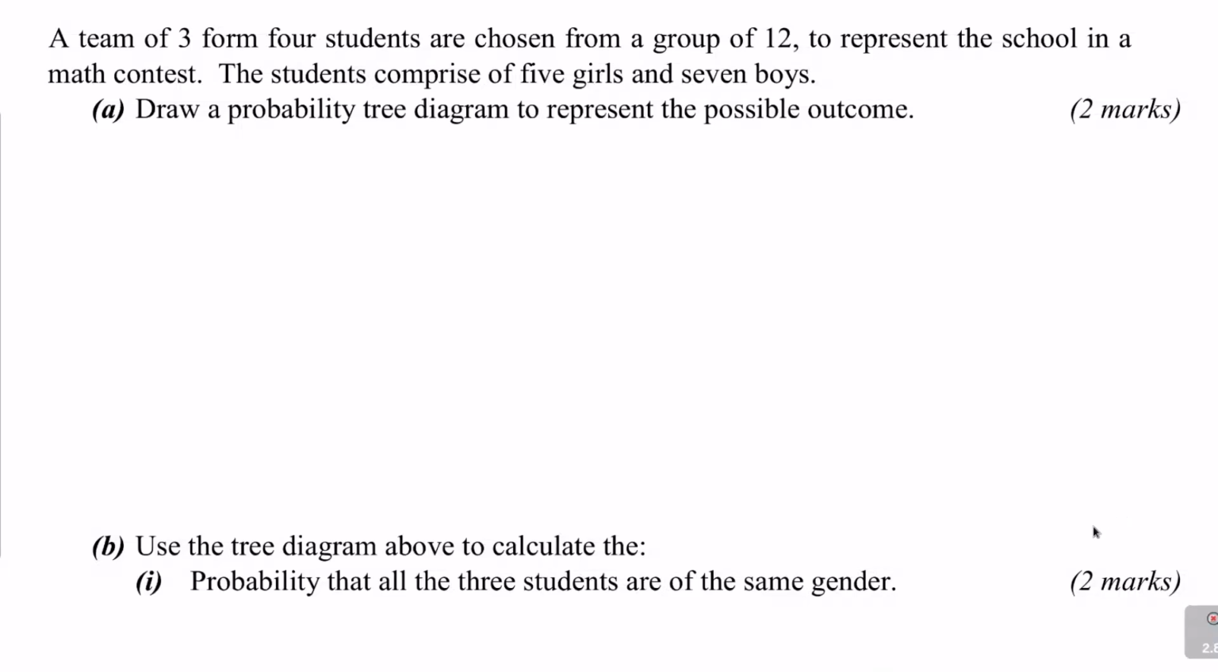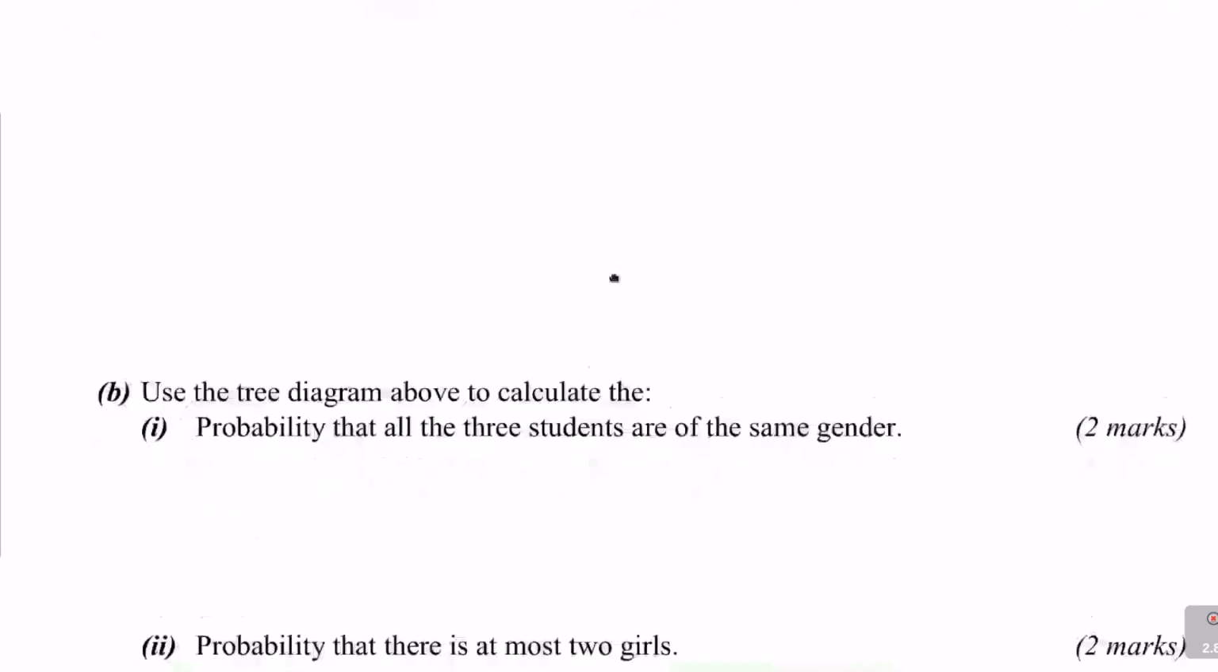Hello and welcome. Let's solve this question on probability. A team of 3 from 4 students are chosen from a group of 12 to represent the school in a maths contest. The students comprise 5 girls and 7 boys. Part A, draw a probability tree diagram to represent the possible outcomes.